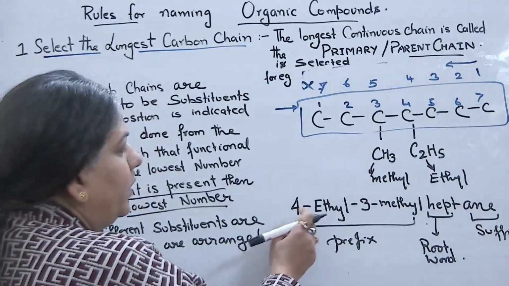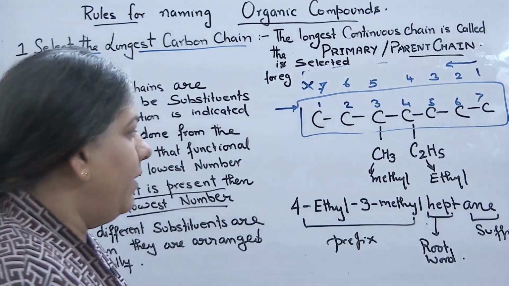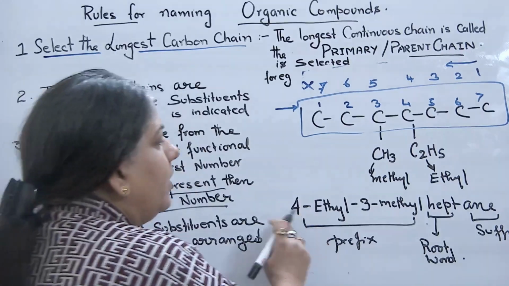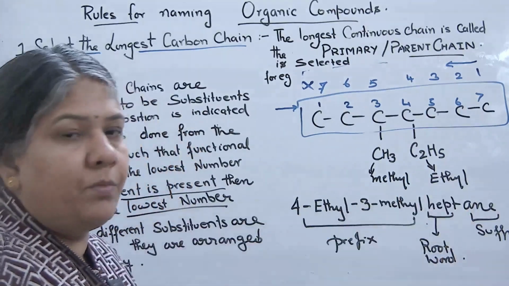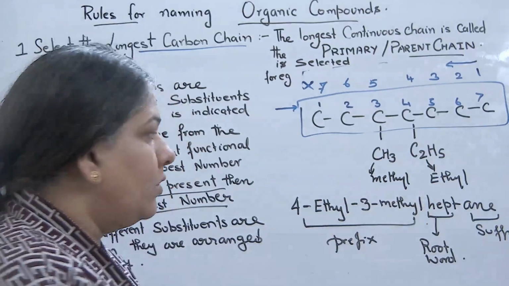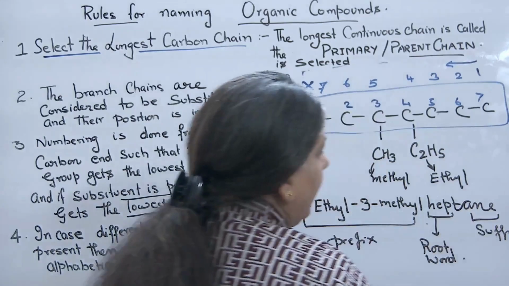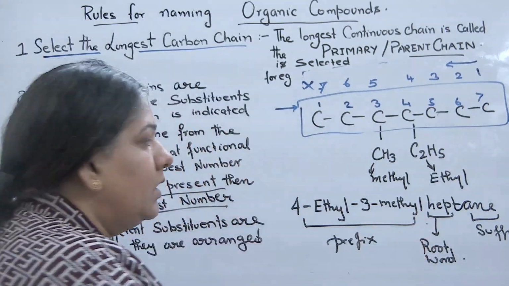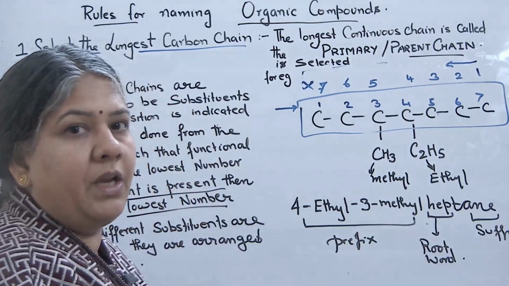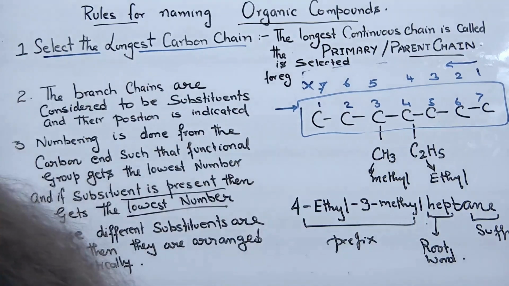And we always put a dash between the number and the alphabet. After that, the first alphabet will be capital, and all the remaining alphabets will be small, and there will be no gaps while writing. So heptane is a full word, there will be no gap within heptane. And there will be no gap between methyl and heptane. Don't give any gaps in the name. Okay.